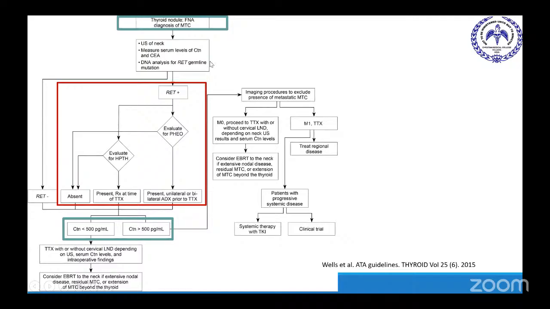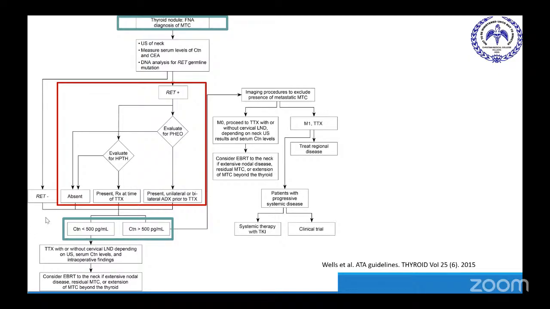This flowchart determines the further steps to be followed when the FNAC of the thyroid nodule is suggestive of medullary thyroid carcinoma. Along with ultrasound of the neck and measurement of the calcitonin as well as CEA levels, we should do DNA analysis for the RET germline mutation. If the RET mutation is found positive, we have to evaluate for associated conditions such as pheochromocytoma. If it is positive, adrenalectomy has to be done prior to total thyroidectomy. We have to look for primary hyperparathyroidism. If it is found positive, parathyroidectomy can be done along with the total thyroidectomy.